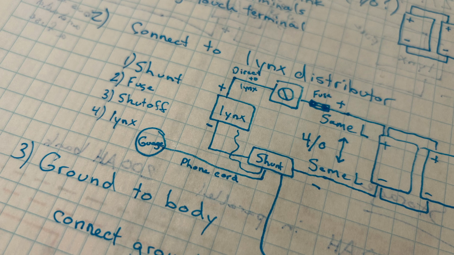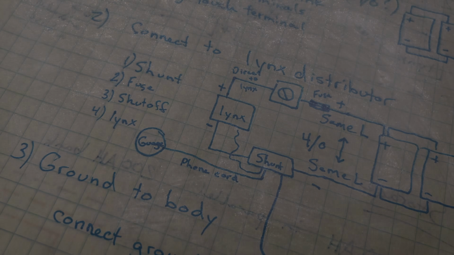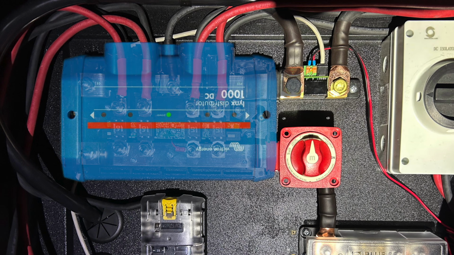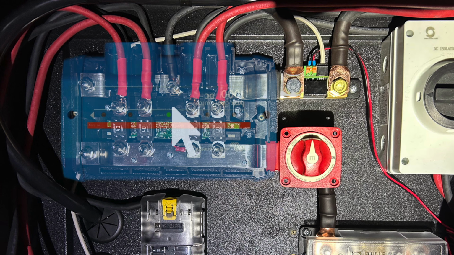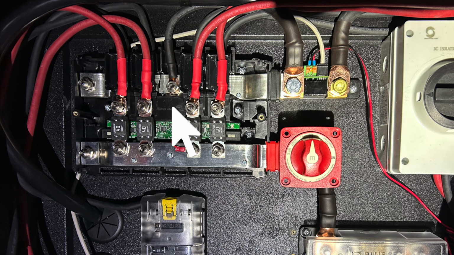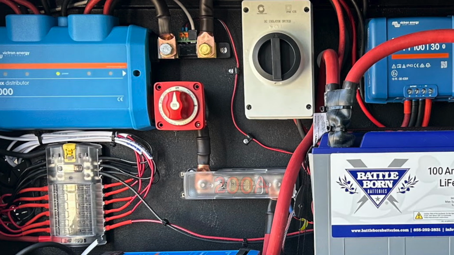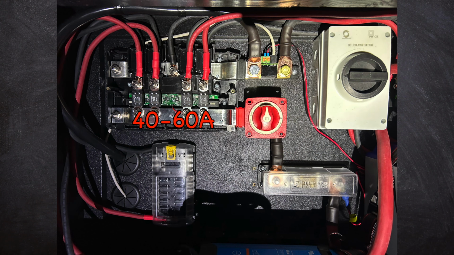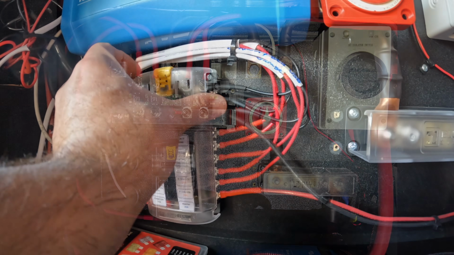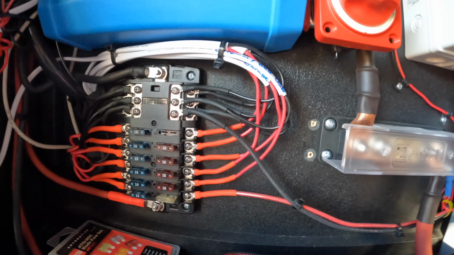Every time you go down in wire size, you need to add a fuse immediately following the wire size reduction. In my system, for example, this happens at the links distributor and again at the DC fuse panel. In my van, I used 200 amp fuses at the battery, 40 to 60 amp fuses inside the links distributor, and 10 to 25 amp fuses in the DC fuse panel.